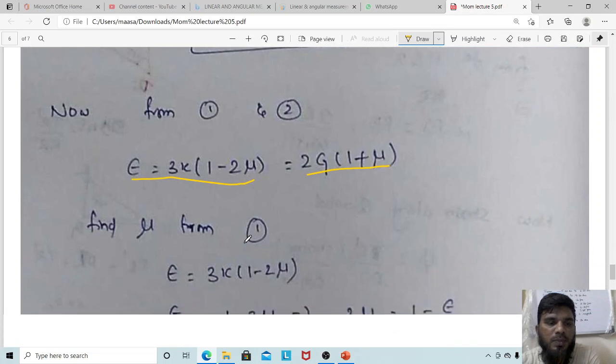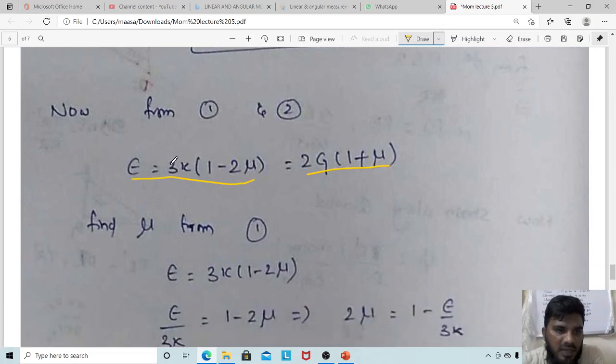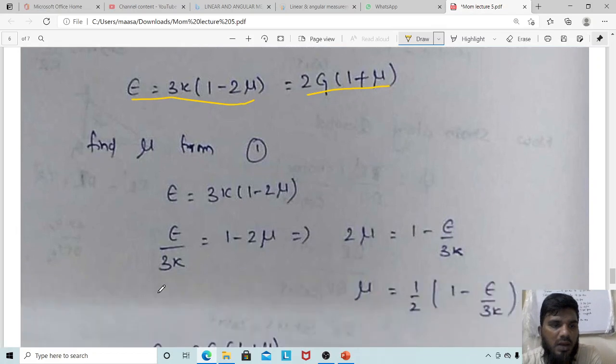You can use both. So now what I am trying to do is, first I will take these two equations and find the value of mu. So let us see how we are going to solve this.